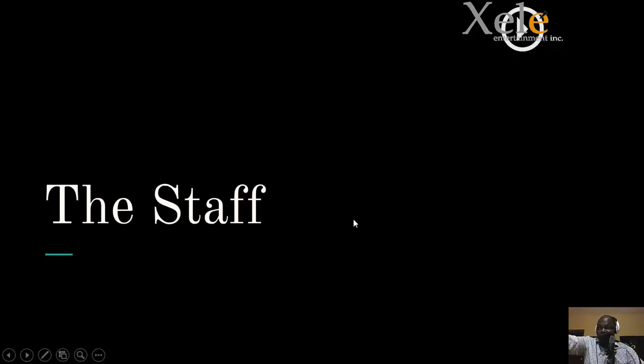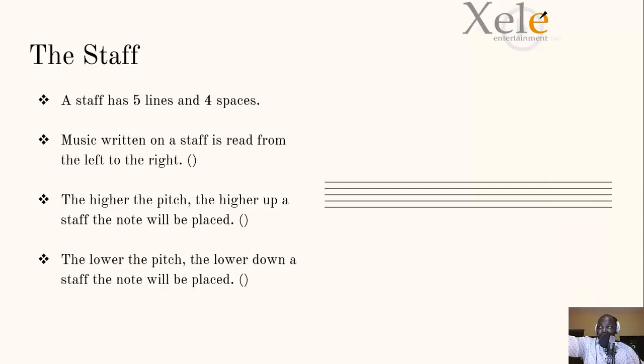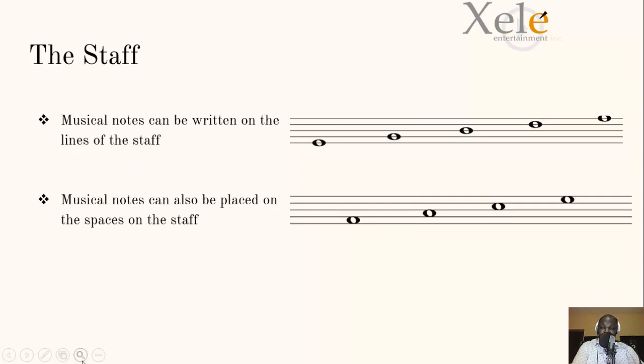Quickly, we will do a review of some of the previously studied concepts about the staff. We said the staff has 5 lines and 4 spaces, and that music written on a staff is read from the left to the right. Just like you read in your book, you start from the left and progress to the right. Same thing with the staff. When you read music on a staff, you start from the left and progress to the right.